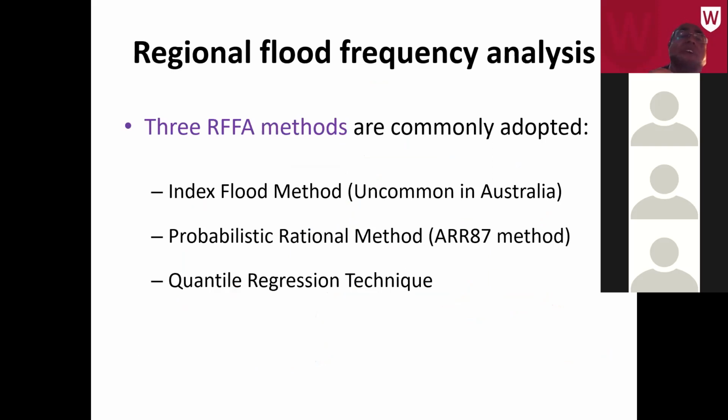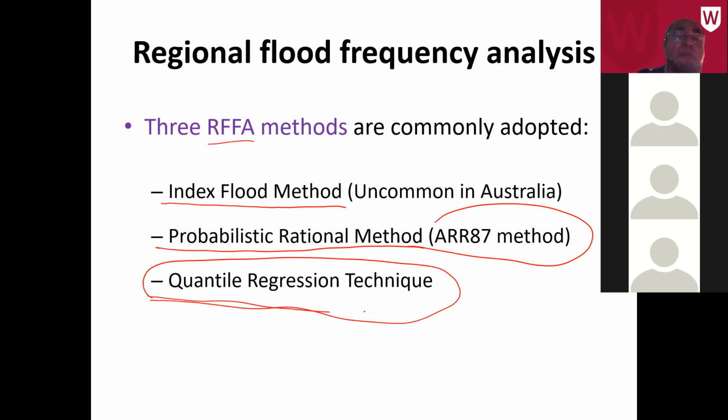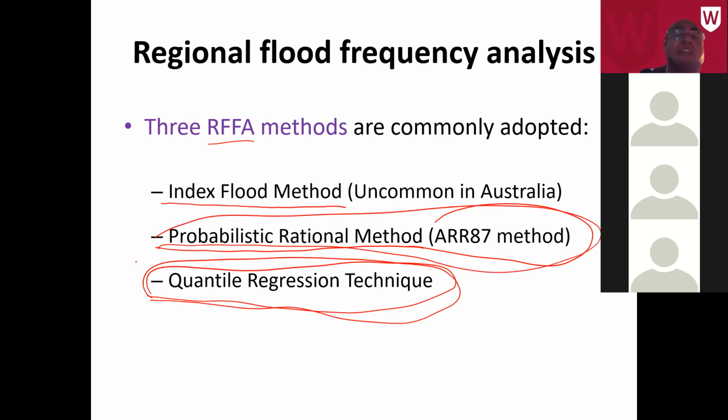There are many different RFFA techniques. One of the common ones is the index flood method, and the probabilistic rational method that was recommended in ARR 87. And then there is the quantile regression technique as well. In the last tutorial class, I think I showed you the regression technique in SPSS, is that right? Yes, sir. So we explained that with SPSS software. And the probabilistic rational method, probably we'll do that in a tutorial class. And then we have the index flood method as well. So these are the different techniques you can apply.